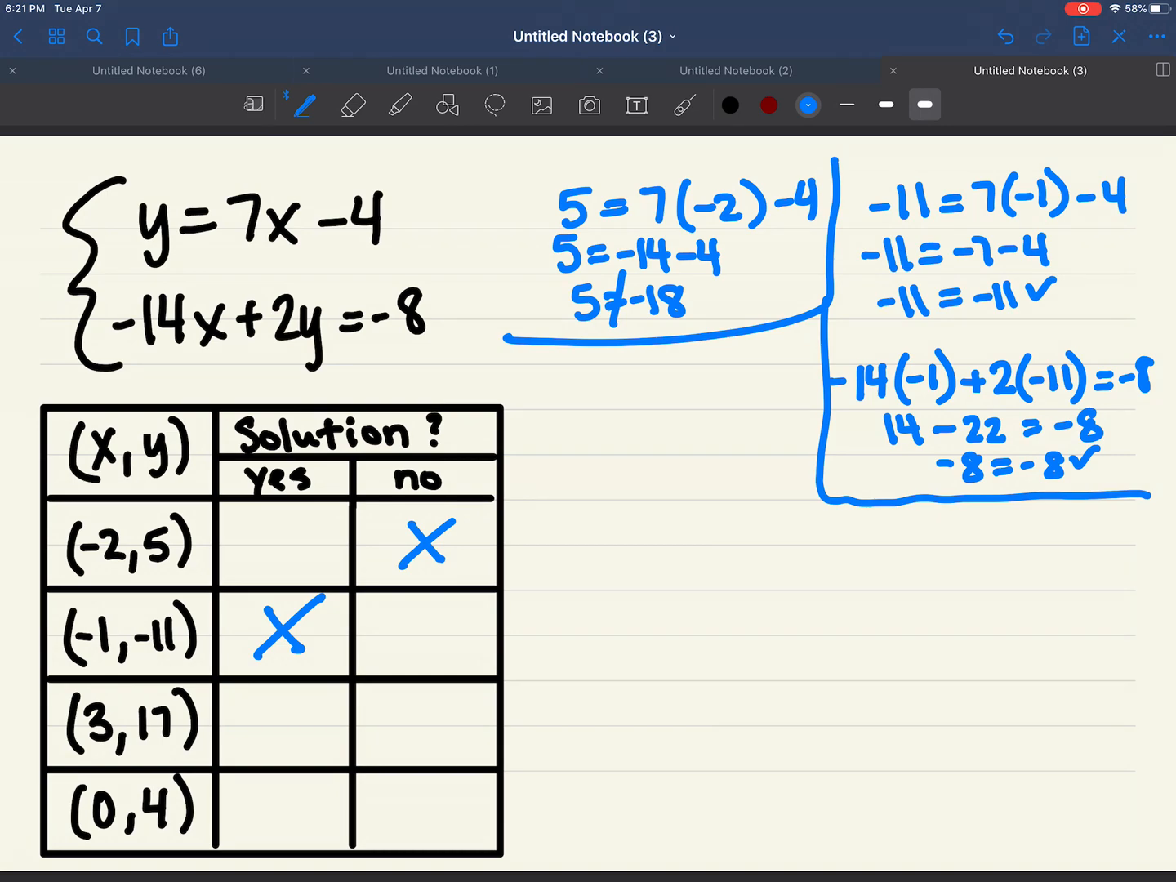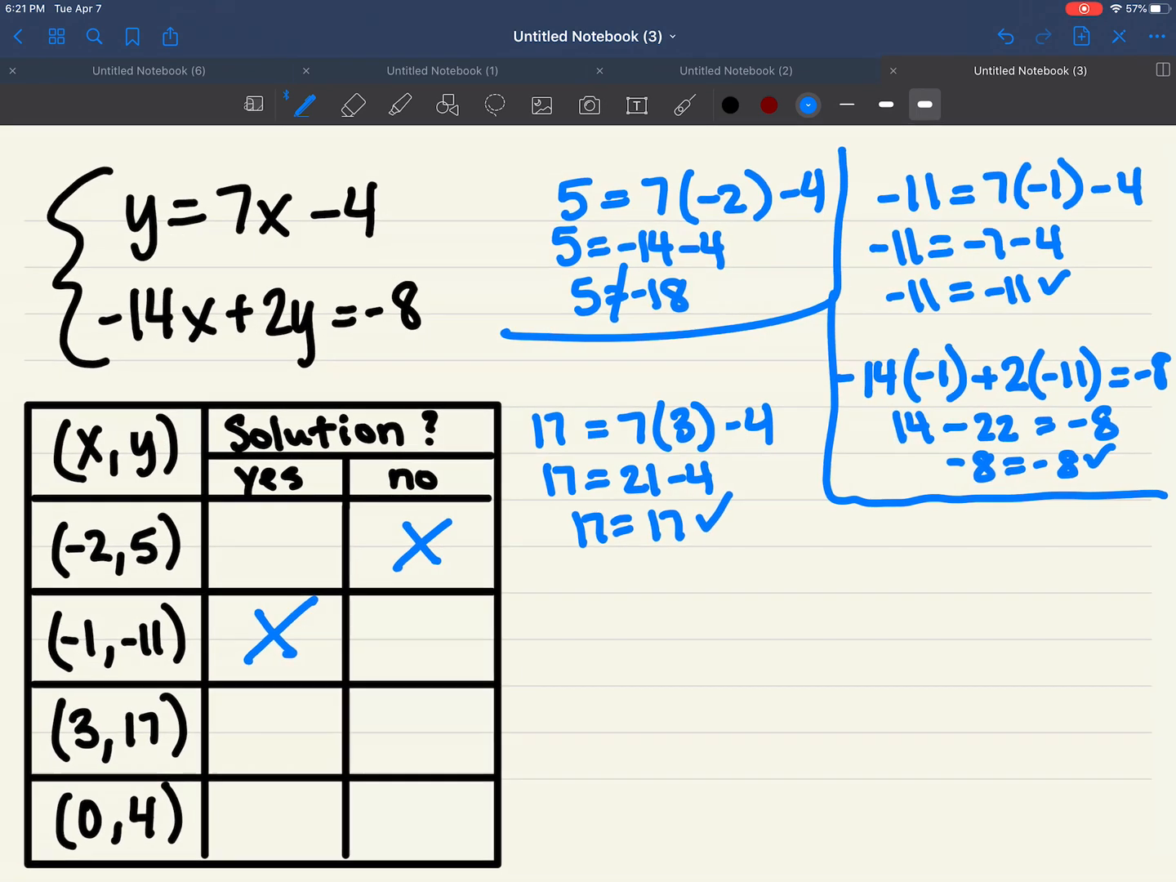We're going to try the ordered pair 3, 17. Again, we plug that into the first equation, y equals 7x minus 4. Our y value here is 17 and our x value is 3. 7 times 3 is equal to 21, and 21 minus 4 is 17, so that works.